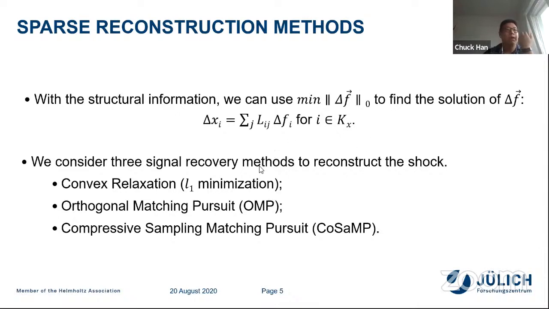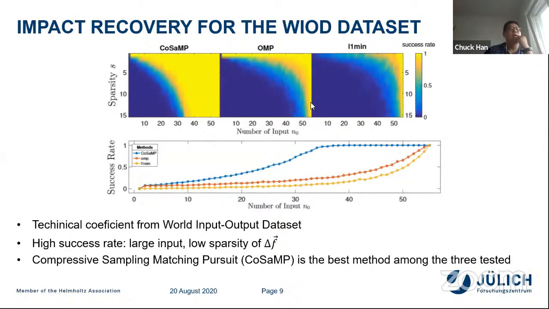So I'm going to show you the results immediately now. You can see there are two parts of the plots. On the top, each plot represents one of the methods I mentioned right before. The blue region bar in the bottom is where the reconstruction is not successful. So basically we compare the reconstructed delta F and the real delta F, and the yellow side means the reconstruction is successful.